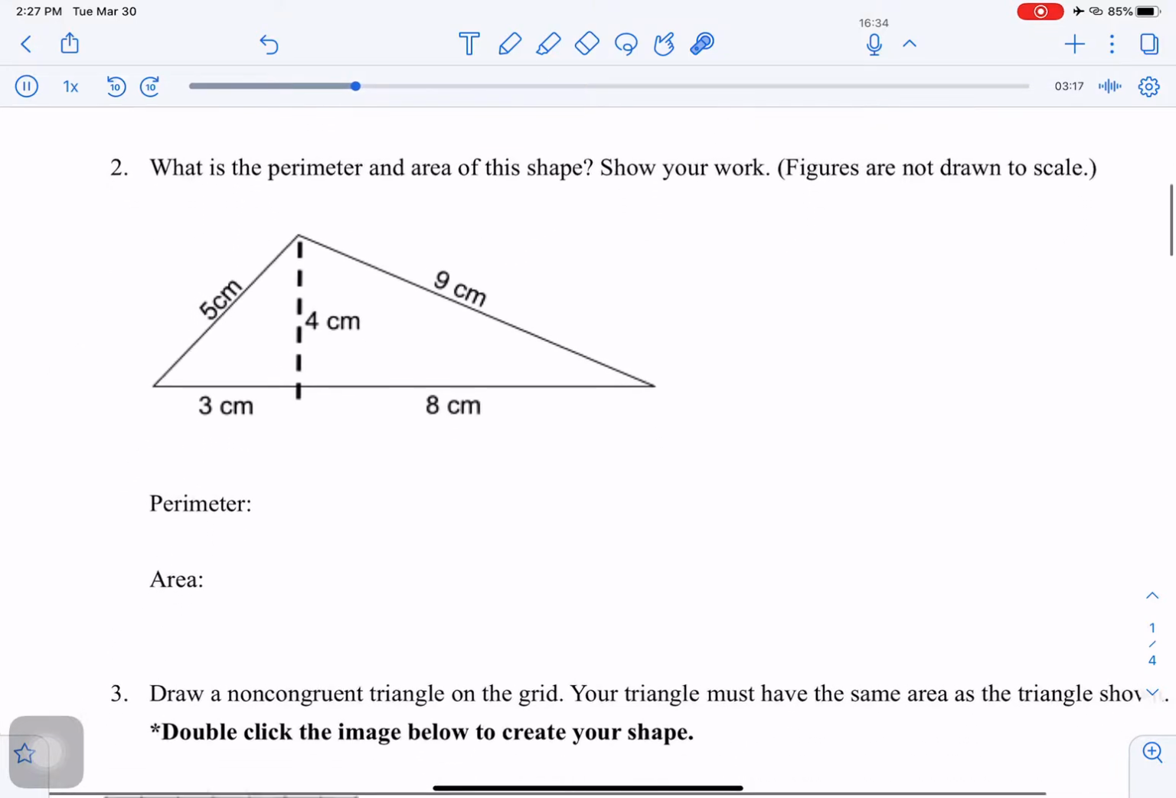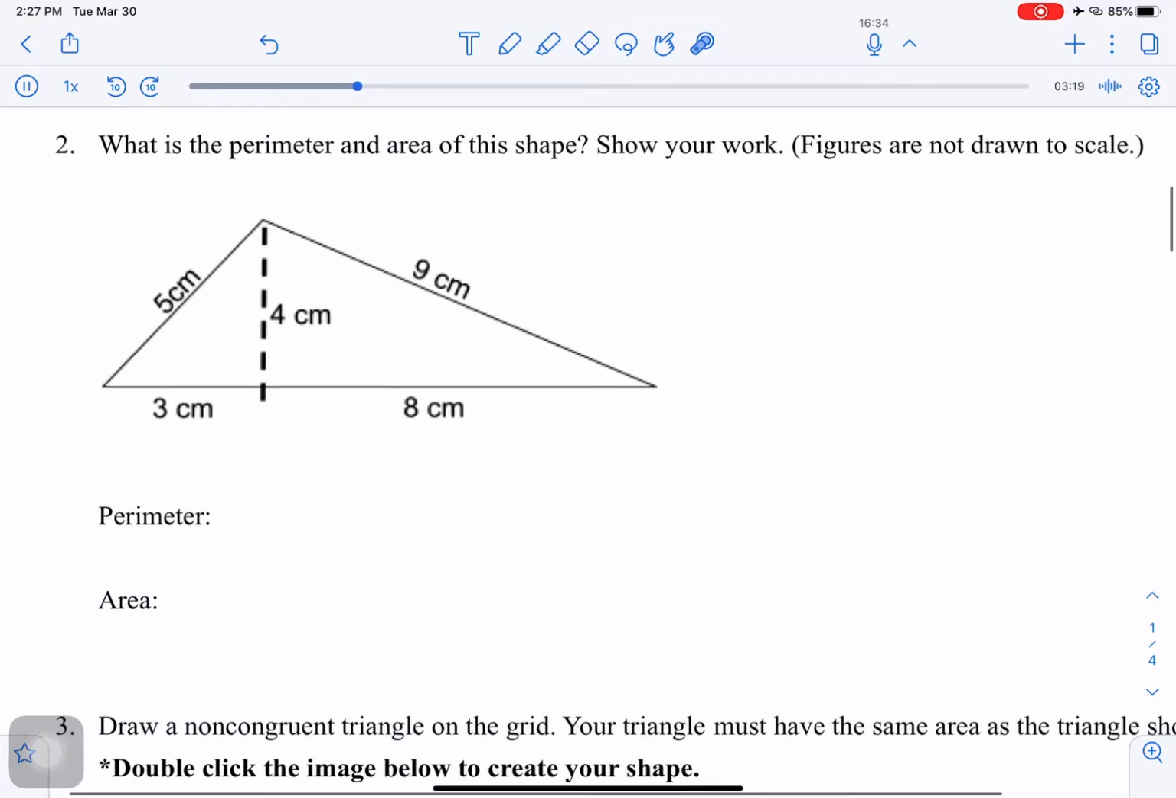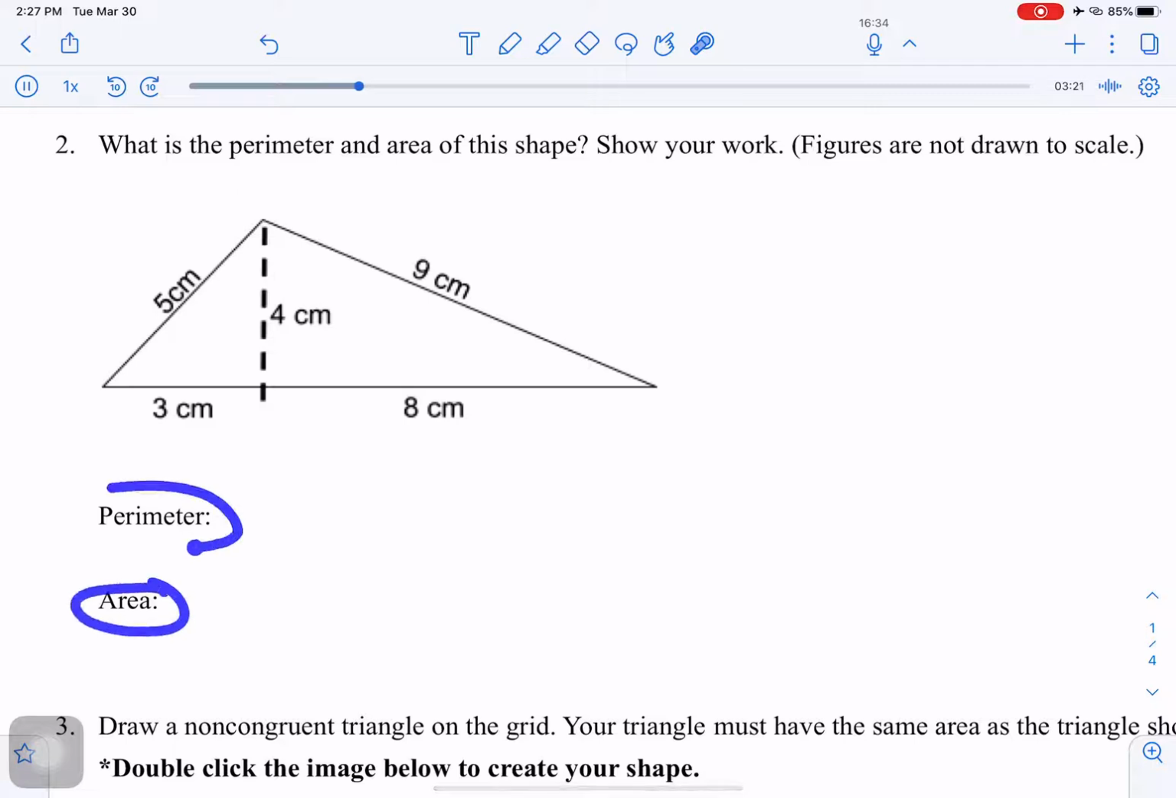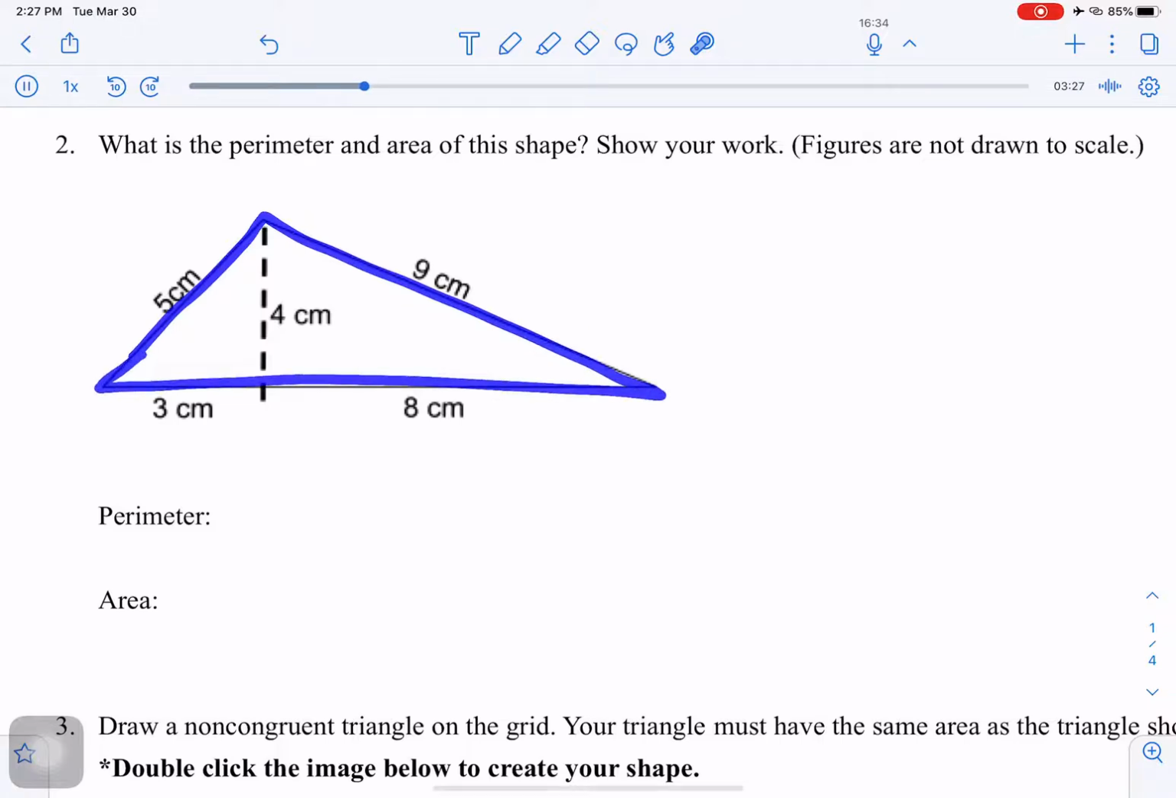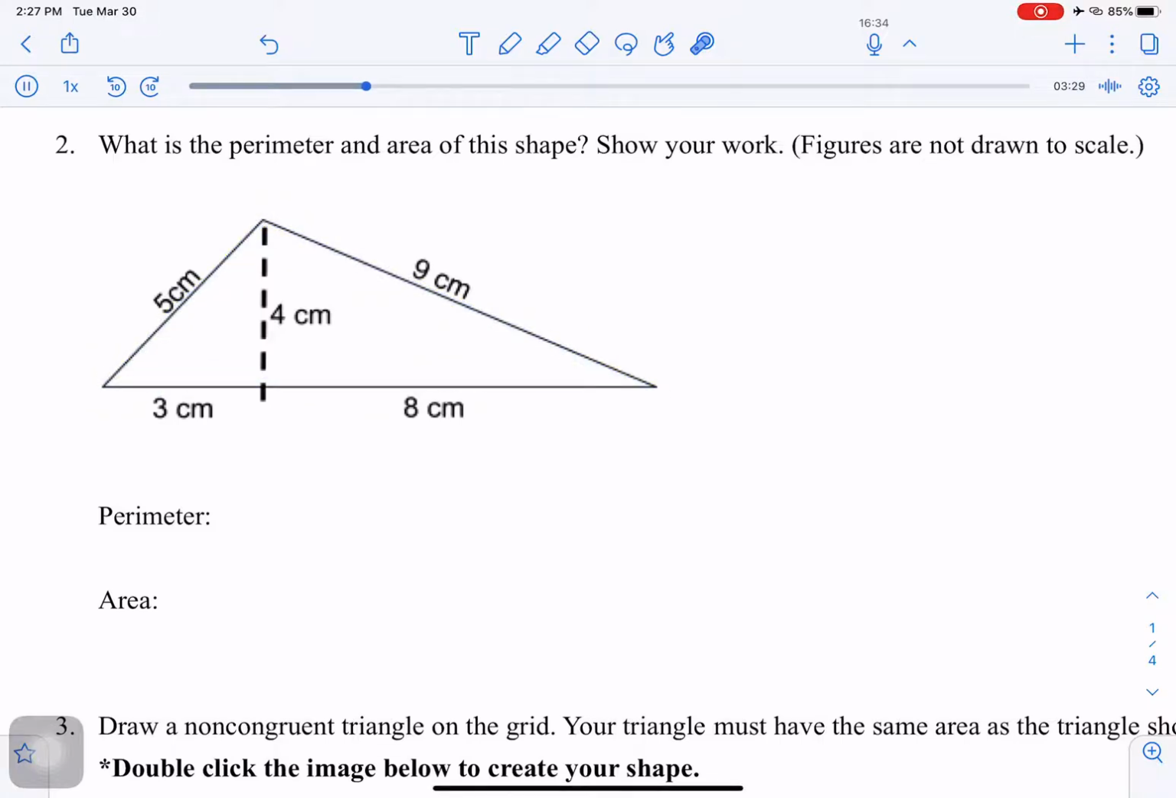Similar problem here. We're going to have to find the area, but this time we also have to find the perimeter. We know that perimeter means the distance around a shape. This is the same definition for a square, for a rectangle, for a pentagon, a hexagon. So we are going to be looking for the total distance from this vertex to this vertex to this one, and then back down to here.